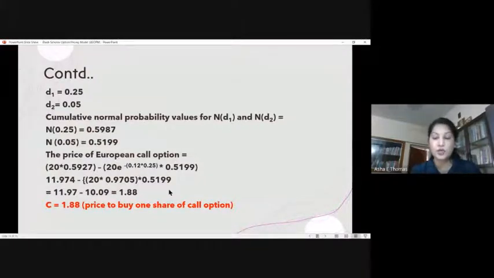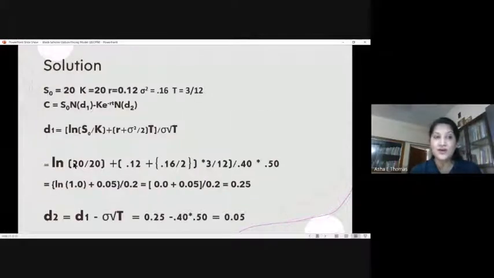And now we are going with the computation of the European call option. We know the formula, we had looked at the formula. It will be the strike price into the cumulative normal distribution value of D1, minus strike price into the present value component, which we get from the anti-logarithm, into the cumulative normal distribution value of D2.